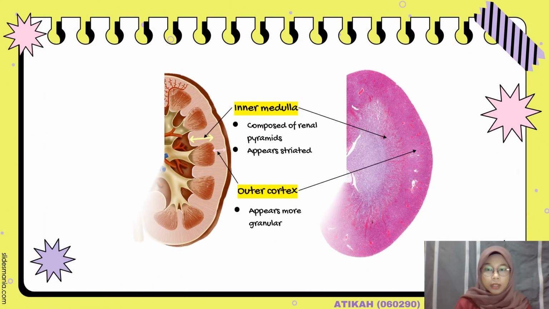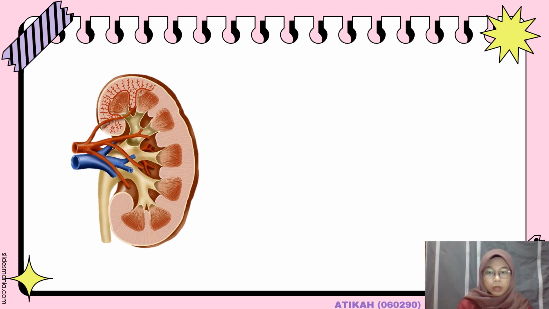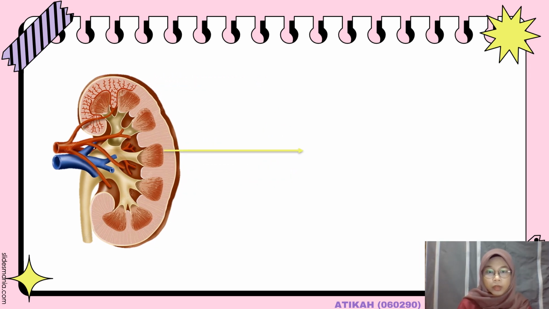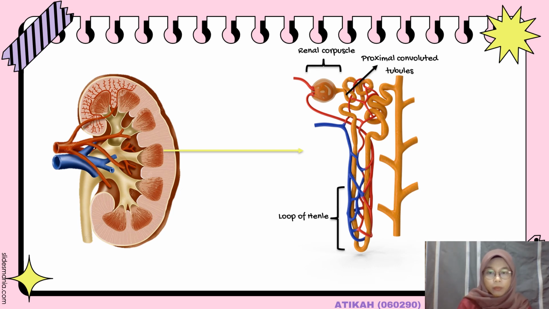The kidney is histologically divided into two regions, which are the inner medulla and the outer cortex. The renal medulla is composed of renal pyramids, and grossly the tissue appears striated, while the renal cortex appears more granular. At the junction between the cortex and medulla are millions of functional units called nephrons. Each nephron can be divided into its major parts, which are the renal corpuscle, proximal convoluted tubules, loop of Henle, distal convoluted tubules, and collecting ducts.